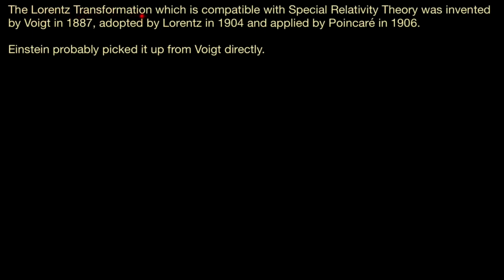The Lorentz transformation, which is compatible with special relativity theory, was invented by Voigt in 1887, adopted by Lorentz in 1904 and applied by Poincare in 1906. Einstein probably picked it up from Voigt directly.